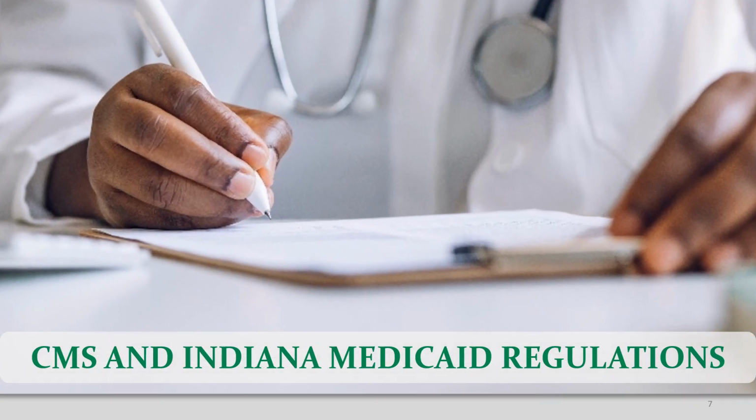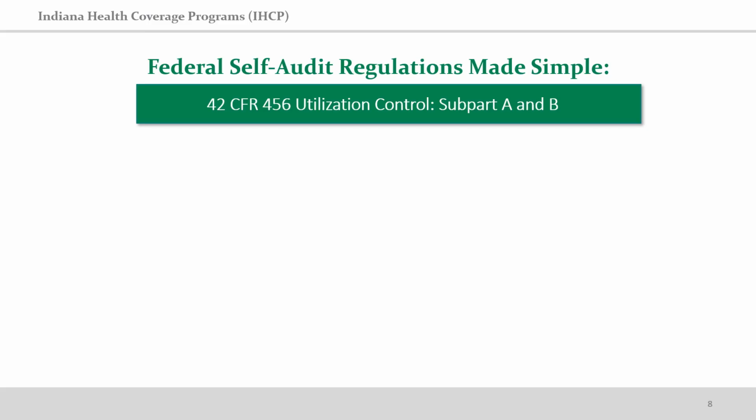Let's review the regulations from both CMS and Indiana as they pertain to self-audits. The federal government oversees state Medicaid programs because it provides a portion of the funding, with states also contributing their own funds to this program. This is done with the Code of Federal Regulations, which are rules and regulations that are designed to ensure that state Medicaid agencies are appropriately and efficiently following the regulations in a manner that is cost-effective.